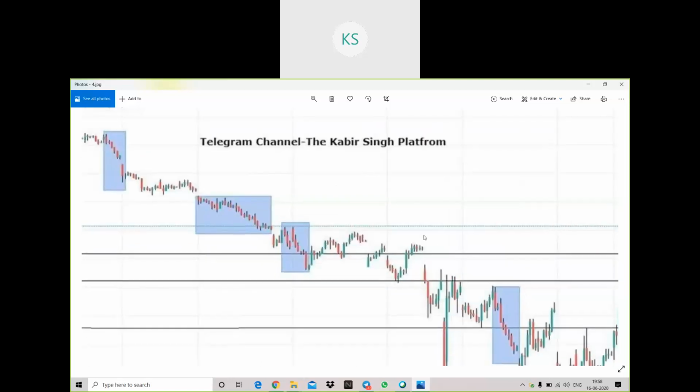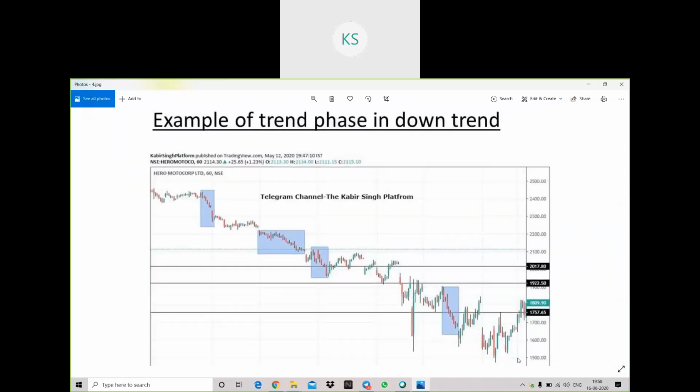And similarly, you can see this part also. The bodies which are forming here are very big, and the momentum of the stock is very quick. From this point till this point, in hardly 8 to 9 candles, the momentum has been very fast. From this point, we got to this point. So this is how the trend phase works.